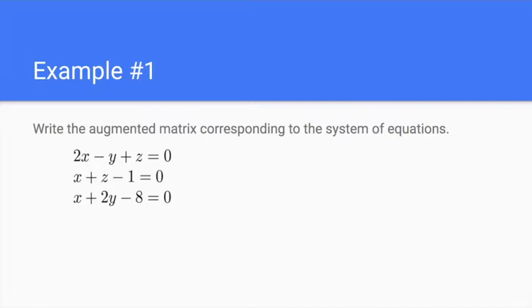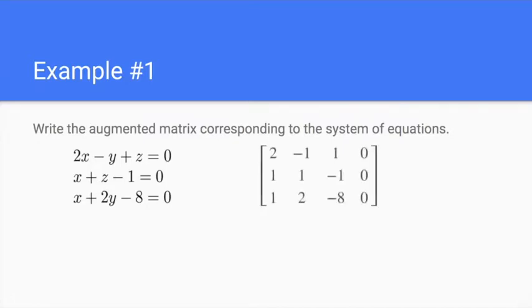So, for example number one, we're going to take the system here and write the augmented matrix that corresponds to it. I'm not going to switch to the document camera for this example or the next because I think these are easy enough. If you want to hit pause, give yourself a chance to try to write the augmented matrix, and then I'll put the answer on the screen. So if you want to do that, pause now.